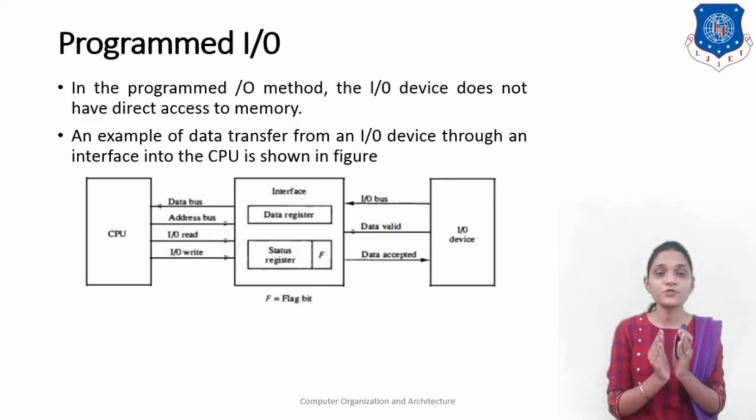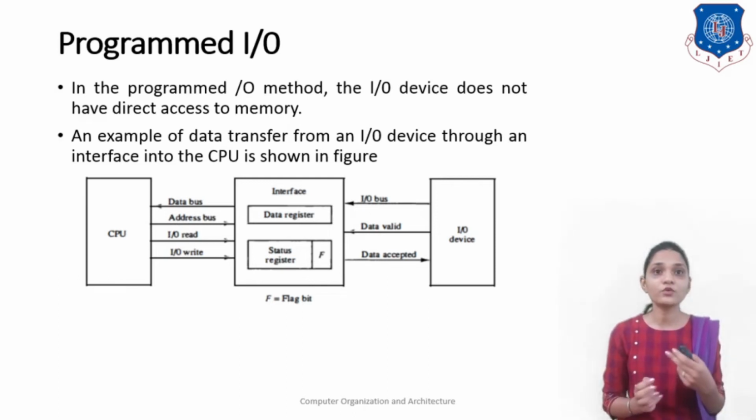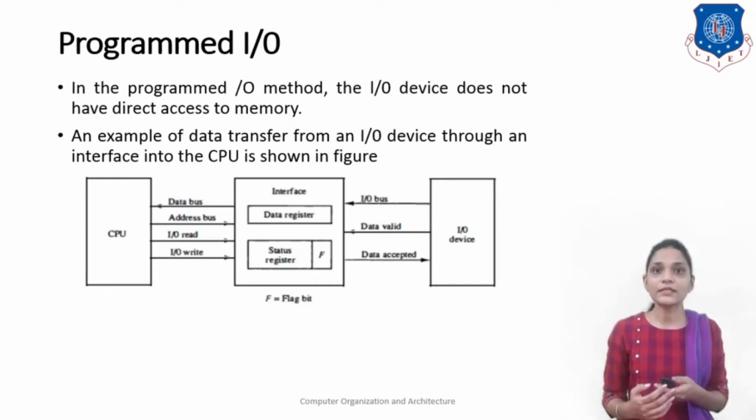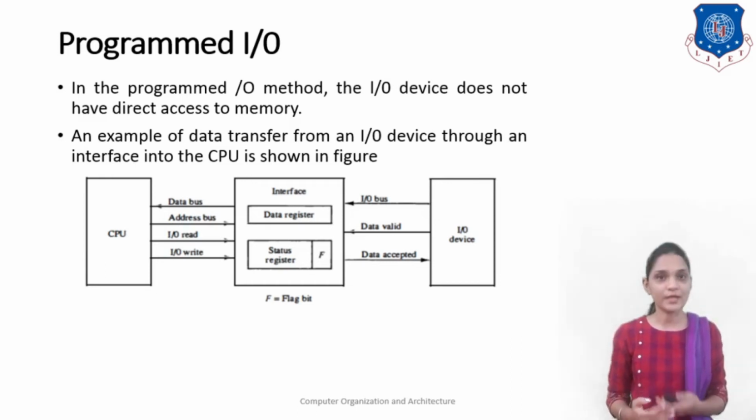Here for the IO device we have used the handshaking mode of transfer. So here we have two signals, that is data valid and the second one is data accepted. The CPU is connected with the data bus and the address bus, and it is providing two control signals, that is IO read and IO write.